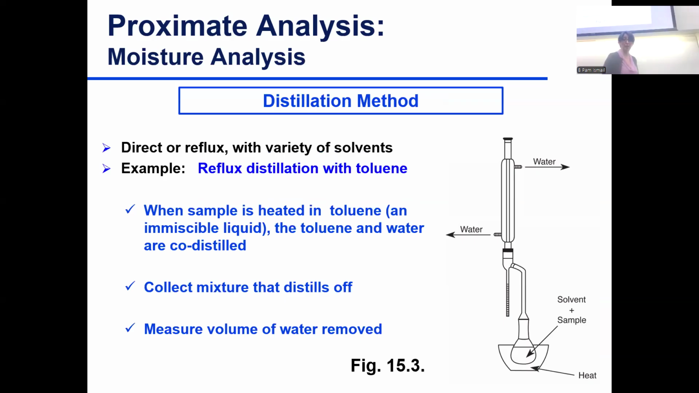Distillation methods, here are a couple. The common one is: you put your sample plus the solvent, usually toluene, and you apply heat. So the water and solvent evaporate, go up to a condenser, condense down and get collected in another flask. Toluene and water are immiscible, so you can measure the water volume in the mixture you collected.